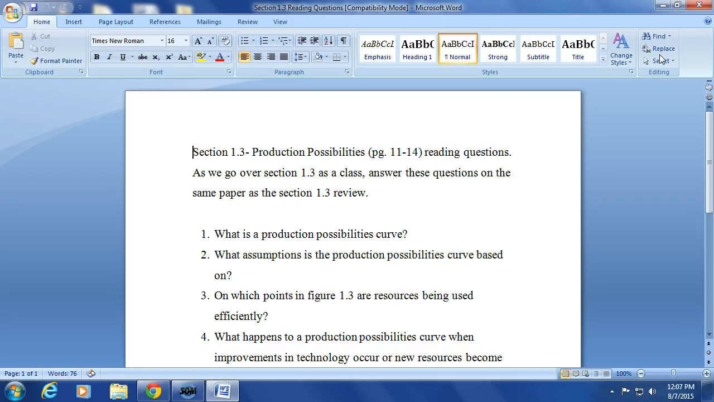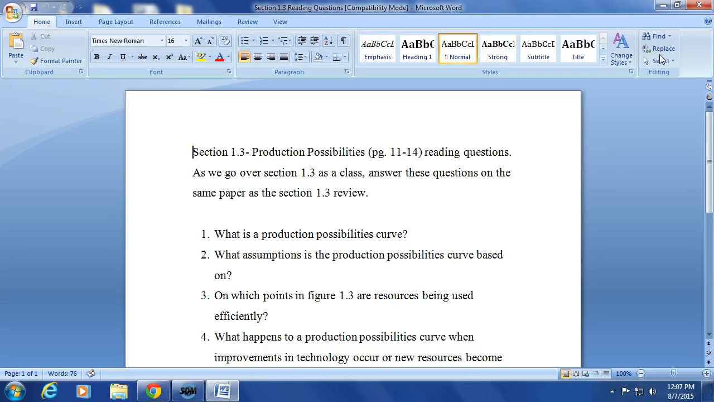Now I want to take a look at our example production possibilities curve. You can see it is on page 13, figure 1.3. Let's take a look at that graph here. It says the production possibilities curve. On your y-axis, you have the production of economy cars in millions, and on your x-axis, you have the production of luxury cars in millions. Then you have various combinations of economy cars and luxury cars that can be made.